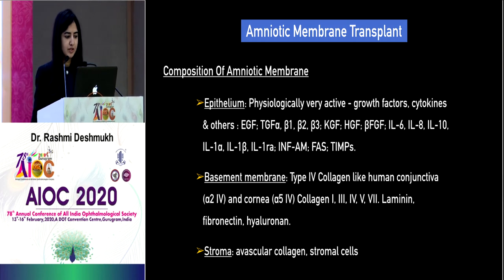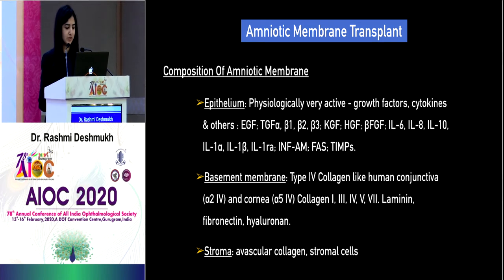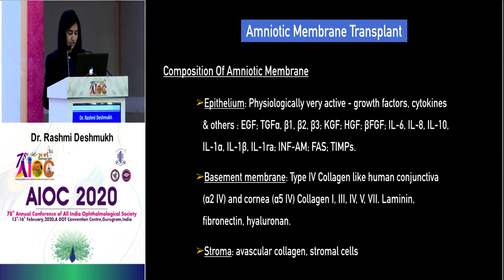So to begin with, the composition of amniotic membrane, there are mainly three layers. One is the epithelium, the basement membrane, and the stroma. The epithelium is the physiologically most active layer of the amniotic membrane because it produces a lot of growth factors and cytokines like epithelial growth factor and transforming growth factor alpha and interleukins like 6, 8, and 10, and also the tissue inhibitors of metalloproteases. The basement membrane is composed of collagen, and the stroma has avascular collagen and stromal cells. The stroma is again divided into compact layer and fibroblastic layer and the spongy layer, which goes towards the chorion.